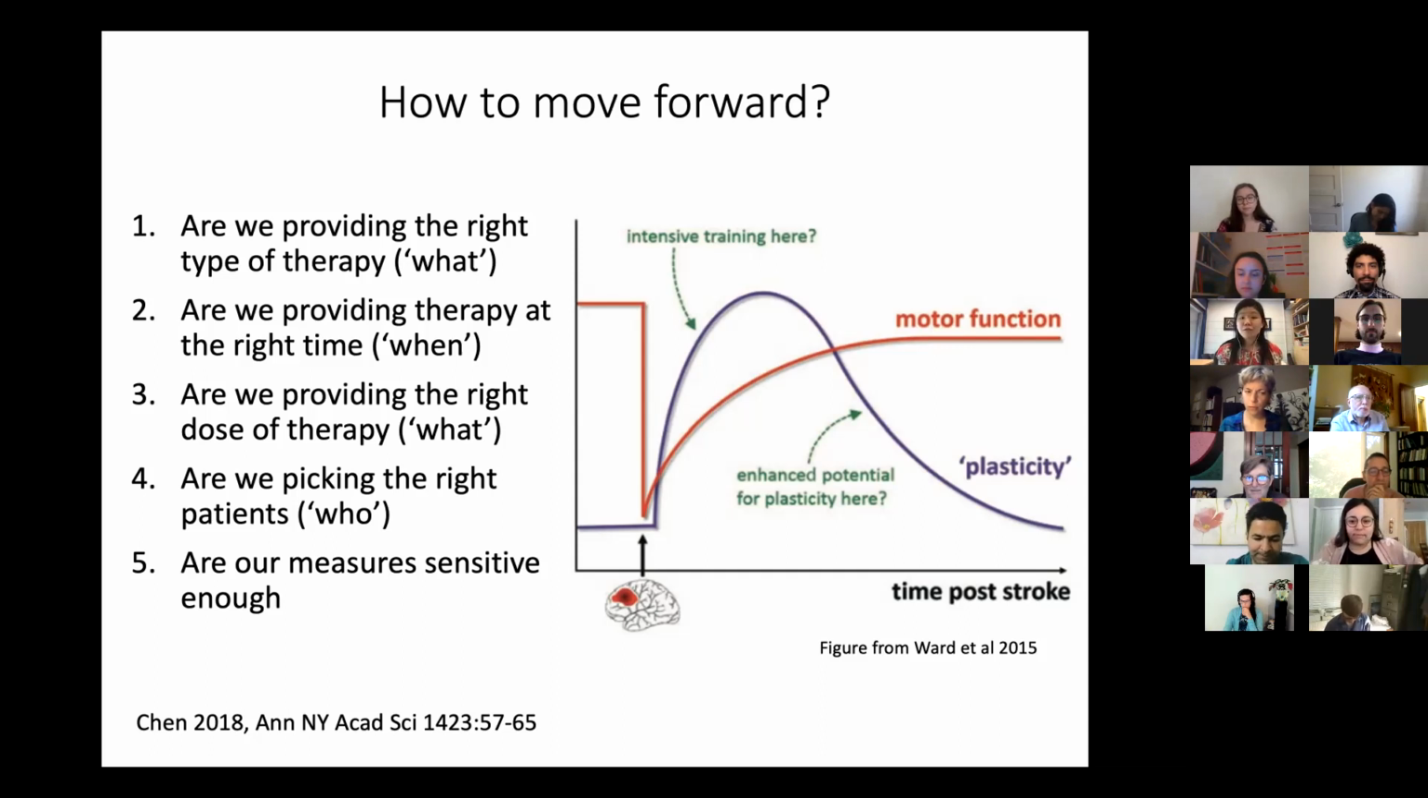No. So most recent studies now are showing that people actually need 90 hours or even 300 hours. And this is in chronic stroke. This is when you start seeing some improvement. So there's a non-linear effect.